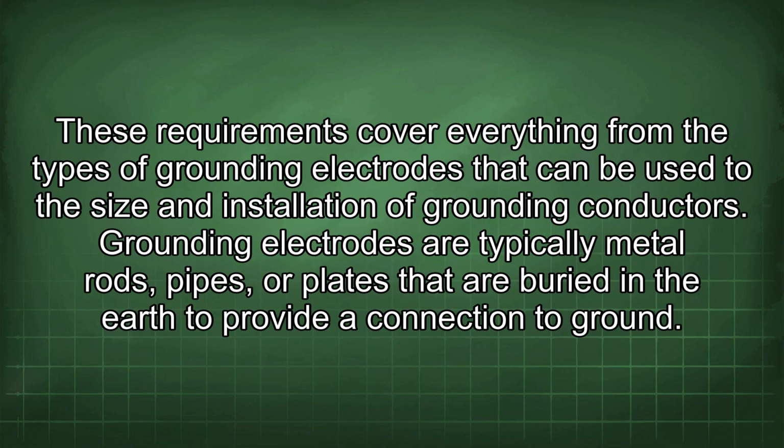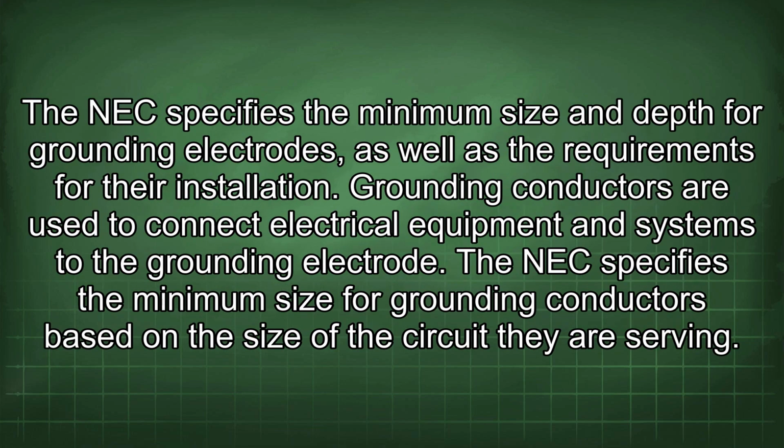These requirements cover everything from the types of grounding electrodes that can be used to the size and installation of grounding conductors. Grounding electrodes are typically metal rods, pipes, or plates that are buried in the earth to provide a connection to ground. The NEC specifies the minimum size and depth for grounding electrodes, as well as the requirements for their installation. Grounding conductors are used to connect electrical equipment and systems to the grounding electrode.